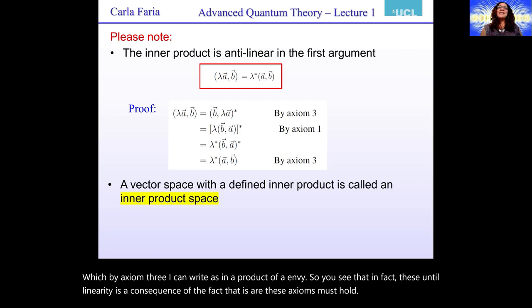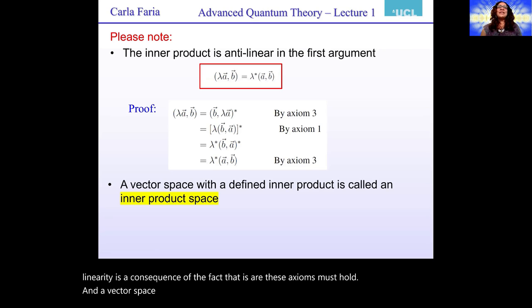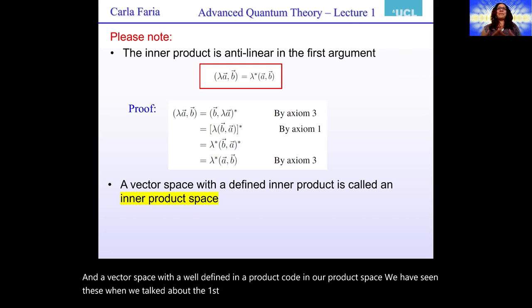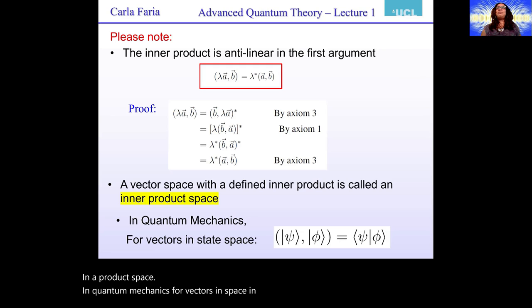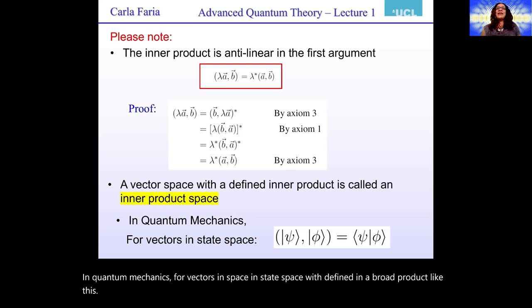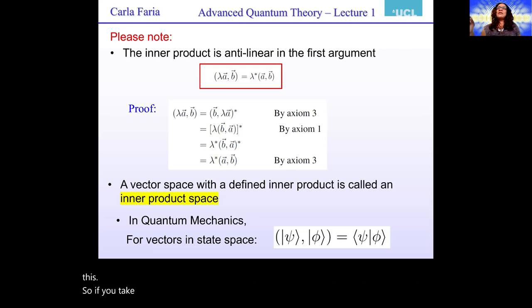And a vector space with a well-defined inner product is called an inner product space. We have seen this when we talked about the first postulate. We're talking about an inner product space. In quantum mechanics, for vectors in state space, we define the inner product like this. So if you take the inner product of two vectors in state space, you're going to have this bra and this ket.